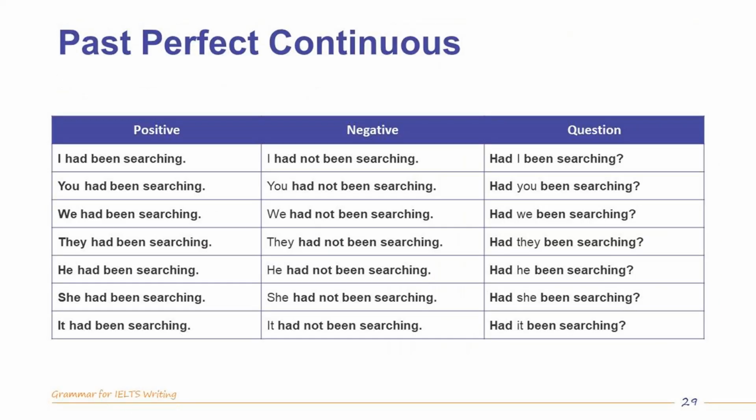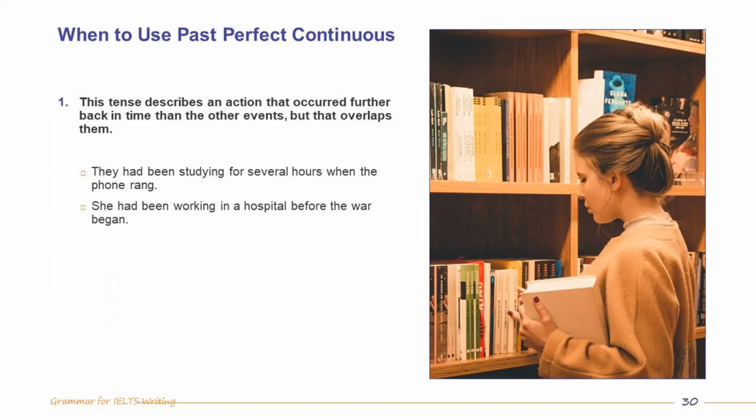Finally, the past perfect continuous is essentially the same as the present perfect continuous, except that the point of reference is in the past. Let's look at another example using the verb to search. I had been searching. I had not been searching. Had I been searching? And so on. This tense describes an action that occurred further back in time than the other events, but that overlaps them. They had been studying for several hours when the phone rang. She had been working in a hospital before the war began.